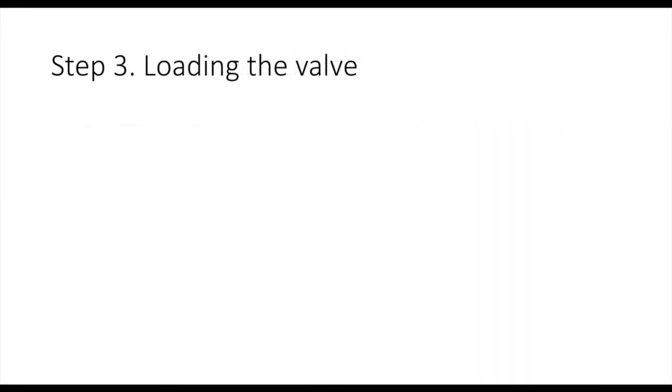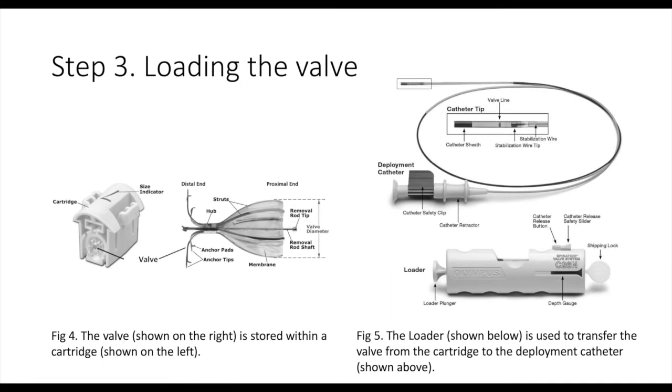Now that we have identified the culprit airway and measured its size, we are ready to load the valve. The valve loading mechanism contains three parts: the cartridge, which contains the valve, the loader, into which the cartridge is inserted, and the deployment catheter.